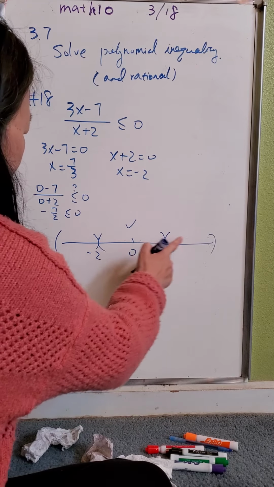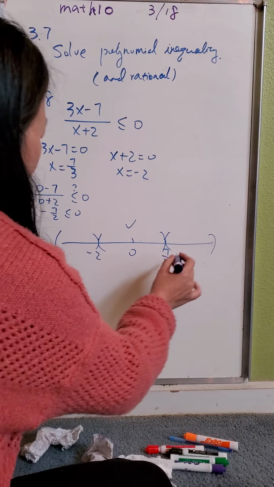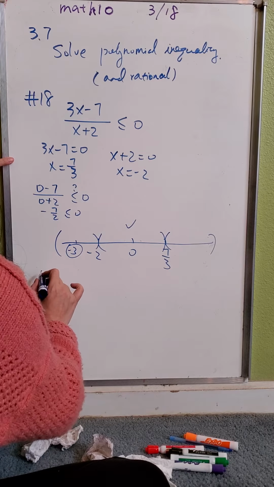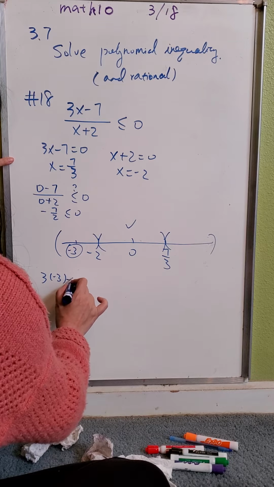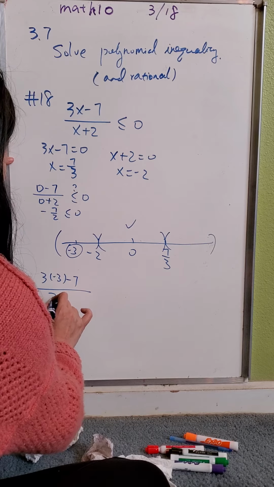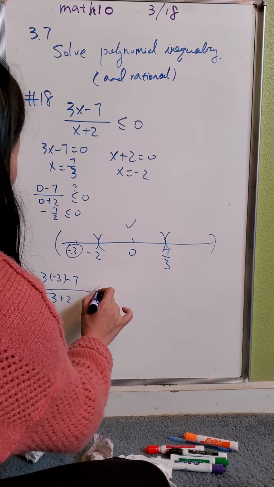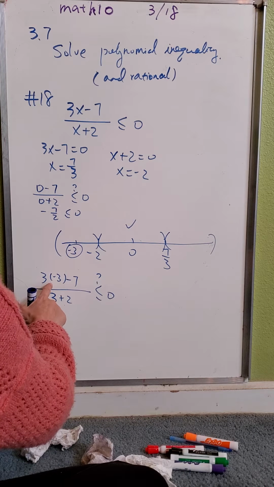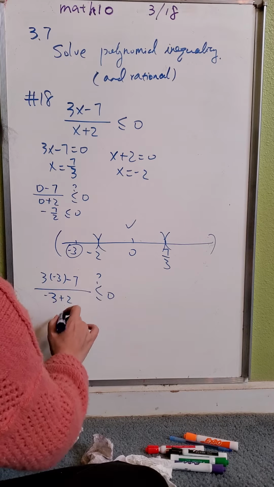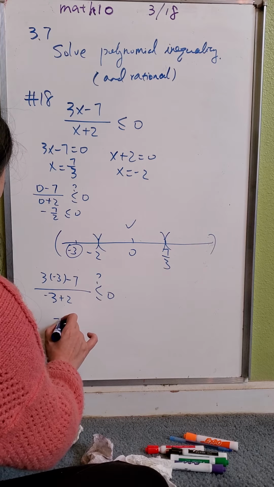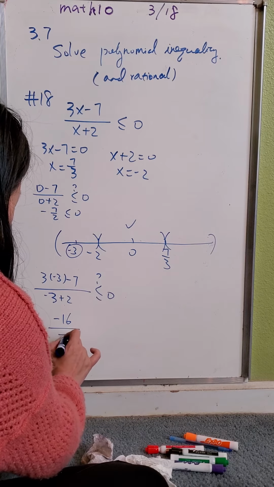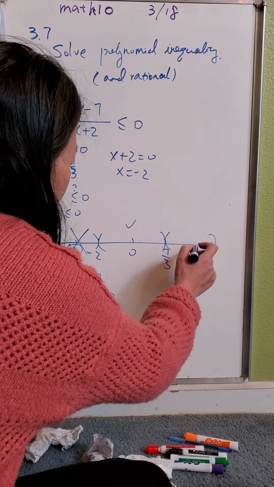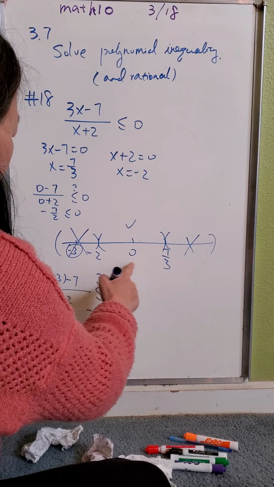And now, these two don't work, but we check it anyway. So let's check minus 3. We use minus 3 for the check. So 3 times negative 3 minus 7 over negative 3 plus 2. Is that less than or equal to 0? That is negative 9 minus 7, so that's negative 16 over negative 1 less than or equal to 0. That's not true. This is a positive, so this is not true. And this very likely is not true either. So the answer will be negative 2 to 7 over 3.